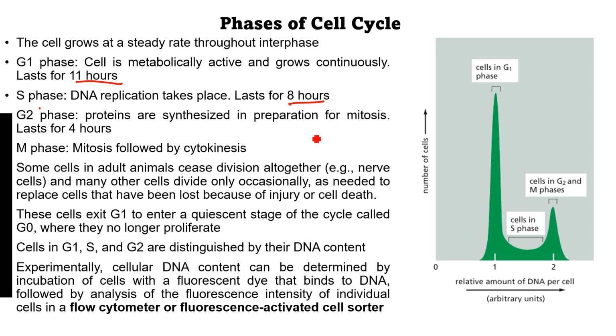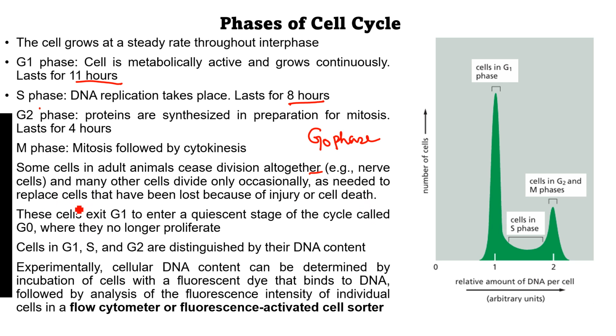Now there is another phase which is called the G0 phase. You all know about the G0 phase. Cells which can divide only once, or which have differentiated terminally and cannot divide, like certain brain cells or nerve cells, move into the G0 phase. Some cells in adult animals cease division altogether, for example nerve cells, and many other cells divide only occasionally, as needed to replace cells that have been lost because of injury or cell death. So these move into the G0 phase.